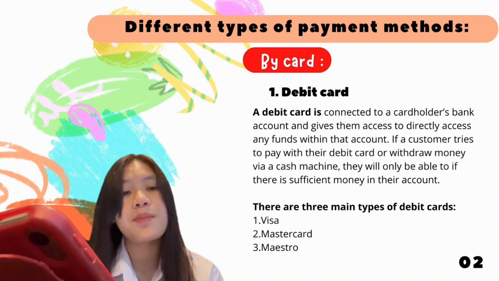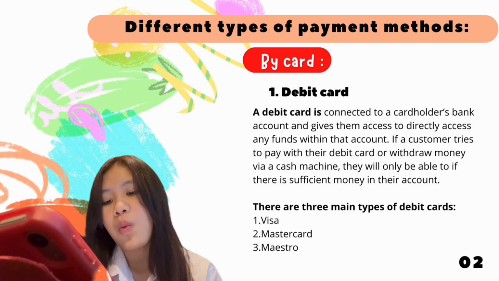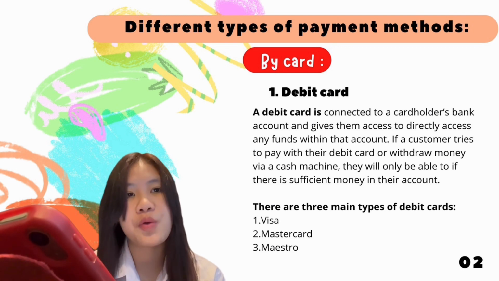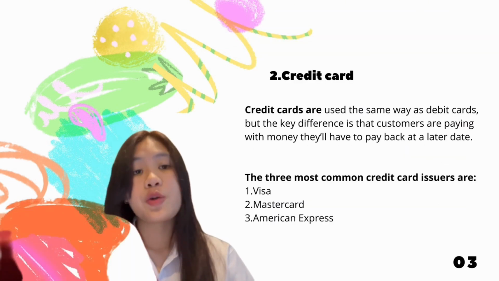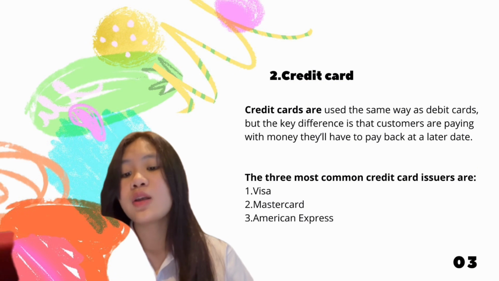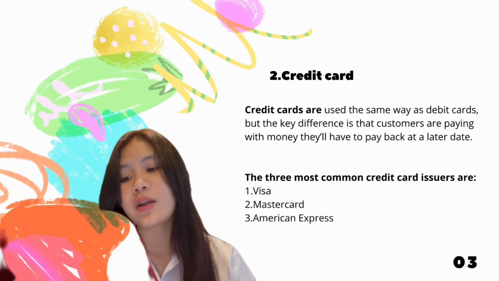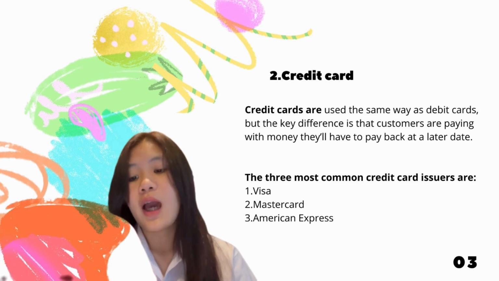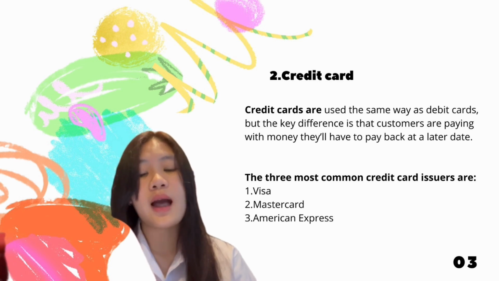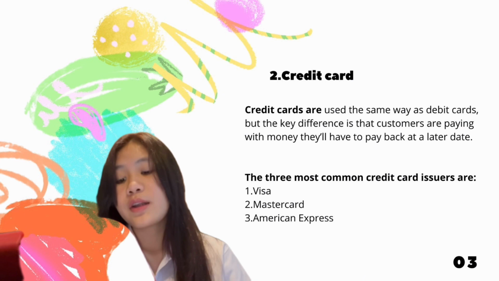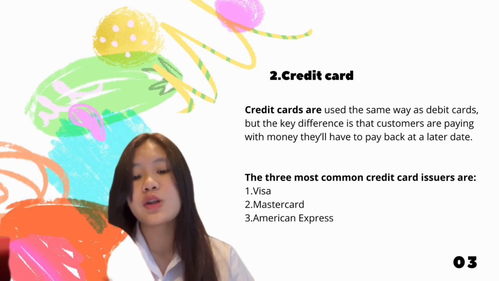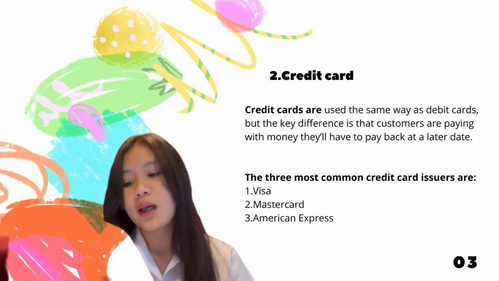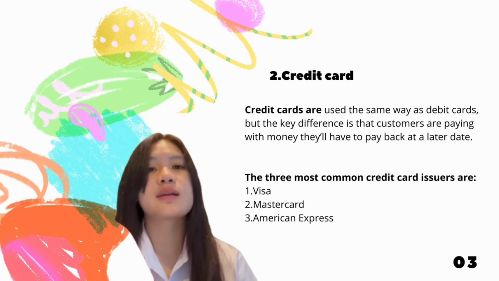There are three main types of debit card. 1. Visa. 2. MasterCard. 3. Maestro. 2. Credit card. Credit cards are used the same way as debit cards, but the key difference is that consumers are paying with borrowed money. They will have to pay back at a later date. The three most common credit card issuers are 1. Visa. 2. MasterCard. 3. American Express.